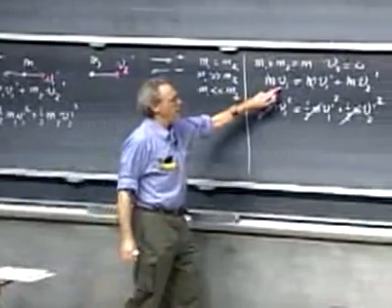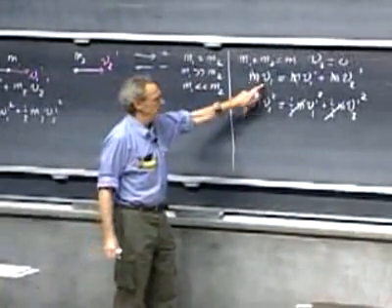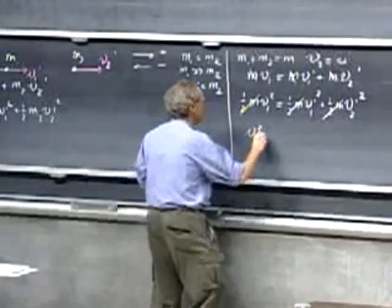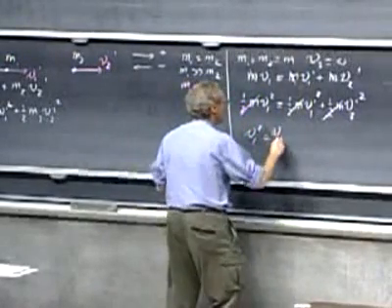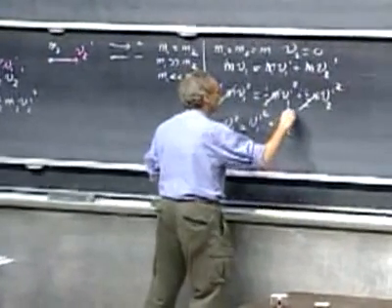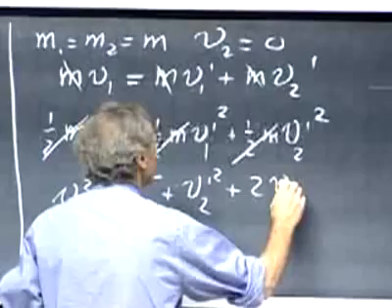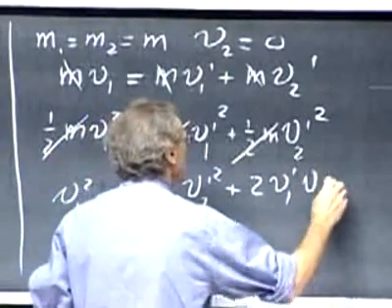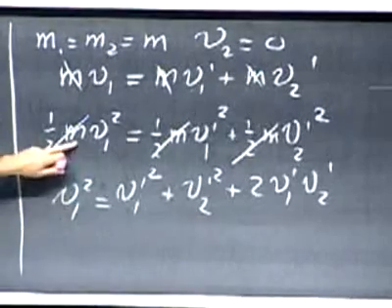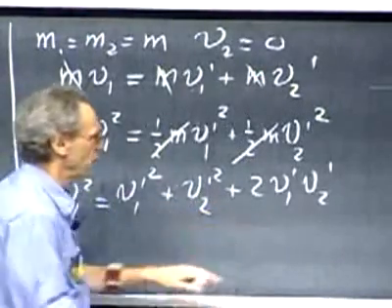And this is very easy to solve. If you square this equation, you get something that looks very similar to this. If you square it, you get v1 squared equals v1 prime squared plus v2 prime squared plus 2 v1 prime v2 prime. And compare this equation with this equation. They're almost identical except for this term. So this term must be 0.